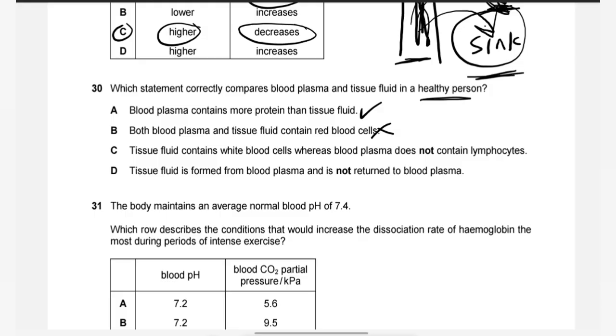Then C is saying tissue fluid contains white blood cells. Again, white blood cells do not filter out via the capillary walls. Then D, tissue fluid is formed from blood plasma and is not returned to blood plasma. This is not accurate because we are saying we have tiny pores in the capillary walls, which allows exchange of substances between the blood plasma and the tissue fluid. So then we can't say tissue fluid is formed from blood plasma and is not returned to blood plasma. There's some sort of exchange that still happens even after we have tissue fluid and blood plasma separately. So now our answer for this, I believe, will be A.